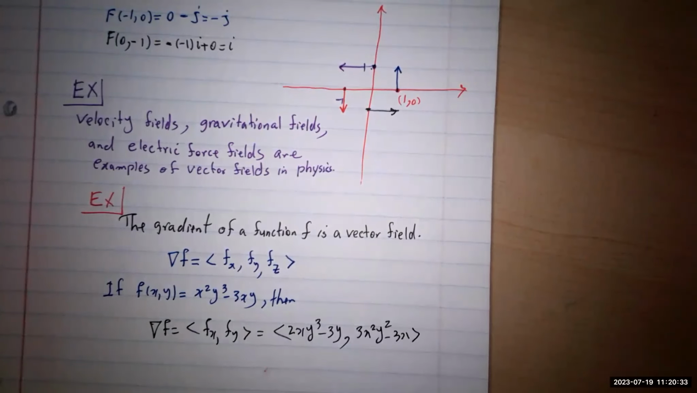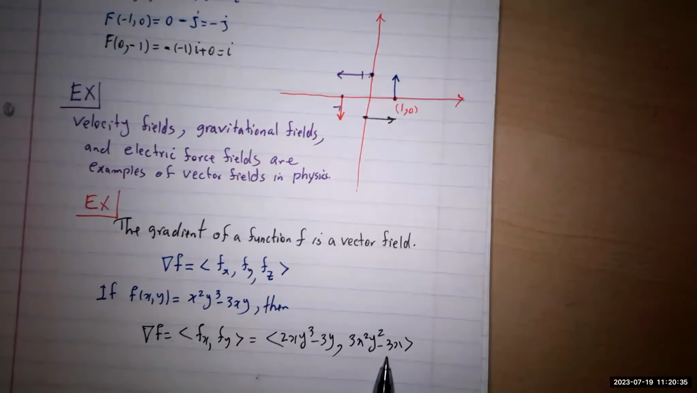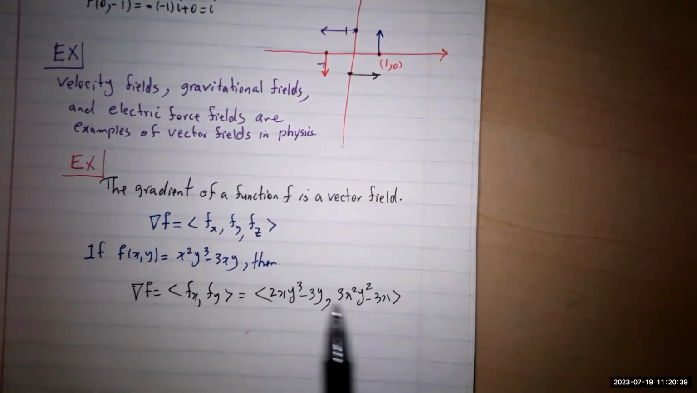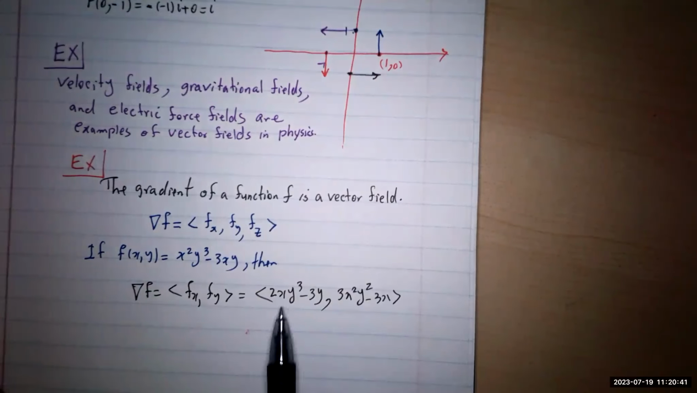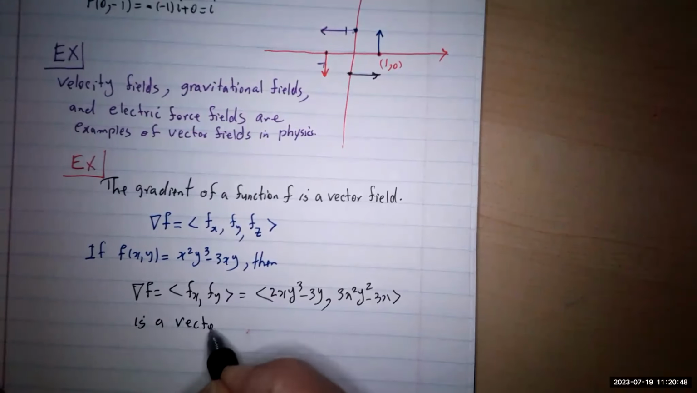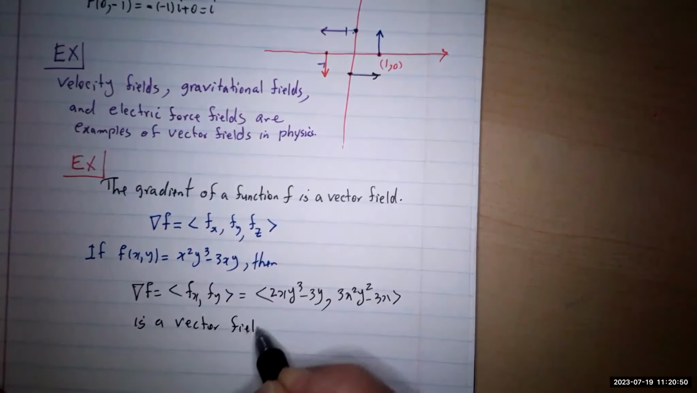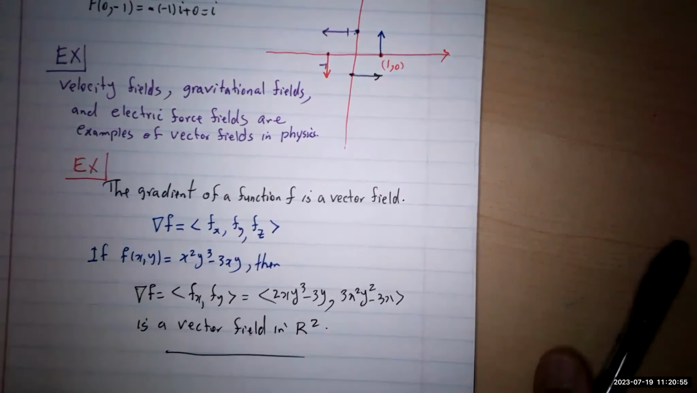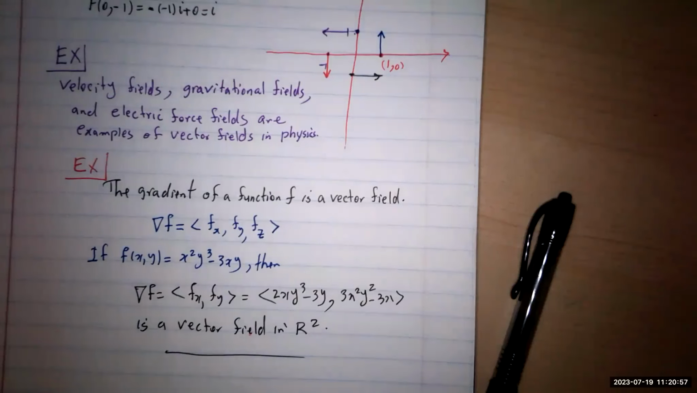That's it. As you can see, this is a vector field. It's a function of two variables, each component. So this is m, this is n. So this is a vector field in R2. Okay, so one source of making or providing a vector field is going to be the gradient of a function. Any question?